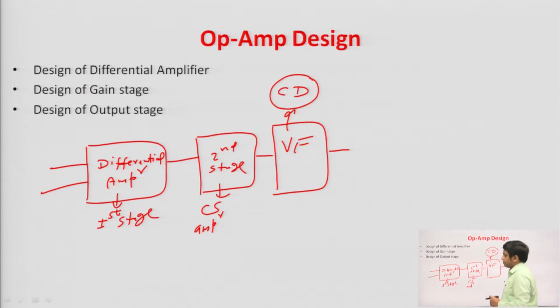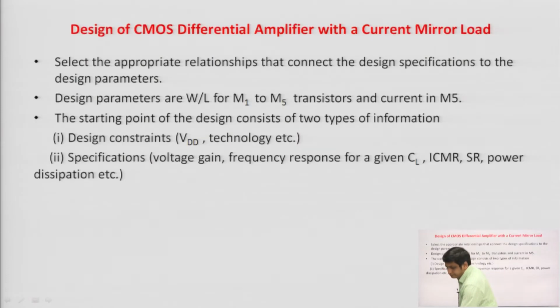So, starting with the design of CMOS differential amplifier with a current mirror load. In differential amplifier, it can use the passive load like resistive load, or it can use the active load like current mirror that I had discussed in the differential amplifier class. So, firstly I am going to take a differential amplifier circuit, and for that circuit I will discuss how we can design that differential amplifier.